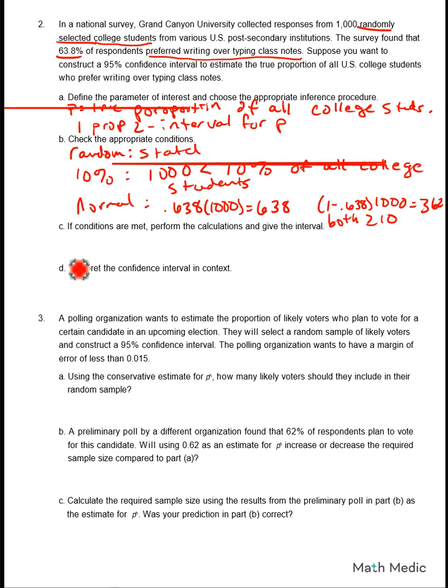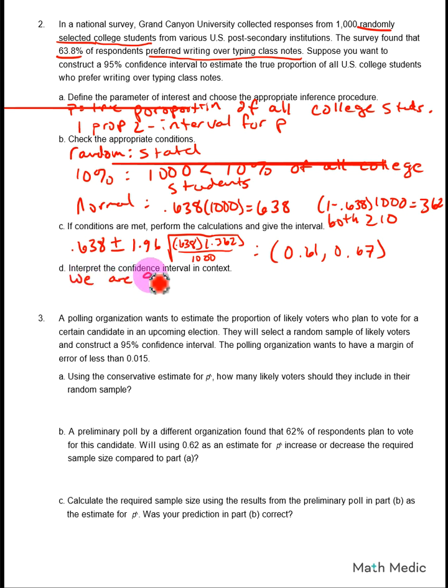You'd want to plug the numbers in, right? Point estimate plus or minus margin of error, 0.638 plus or minus, and we're going to use 1.96 because of our 95%, 0.638 times 0.362 over 1,000, and that will get us 0.61, 0.67. Interpret the interval in context.